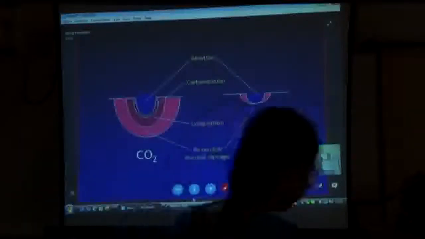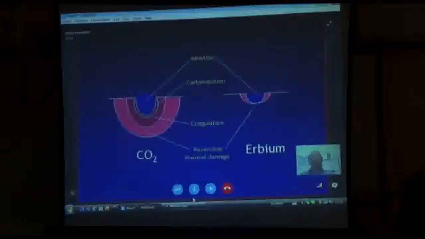Whereas on the left, the CO2 occupies a relatively smaller amount: 1/3 of the total damage is attributed to ablation, and the rest is attributed to carbonization, coagulation, and reversible thermal damage. So the CO2 is a much more aggressive laser when introduced to the skin, whereas erbium is more predictable.